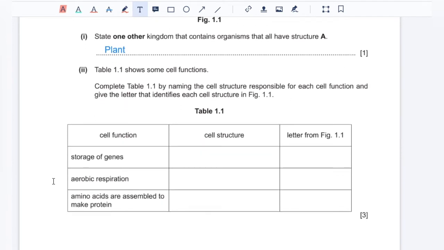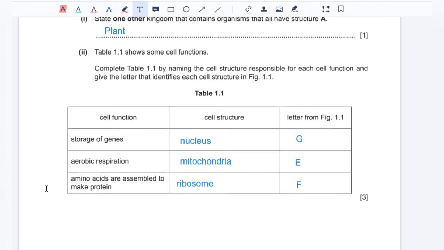2. Table 1.1 shows some of the cell functions. Complete table 1.1 by naming the cell structure responsible for each of the functions and give the letter that identifies each cell structure. So storage of genes is in the nucleus in the form of DNA. And aerobic respiration occurs in the mitochondria, and amino acids are assembled to make proteins in the ribosomes. The relevant labelings of the organelles are over here.